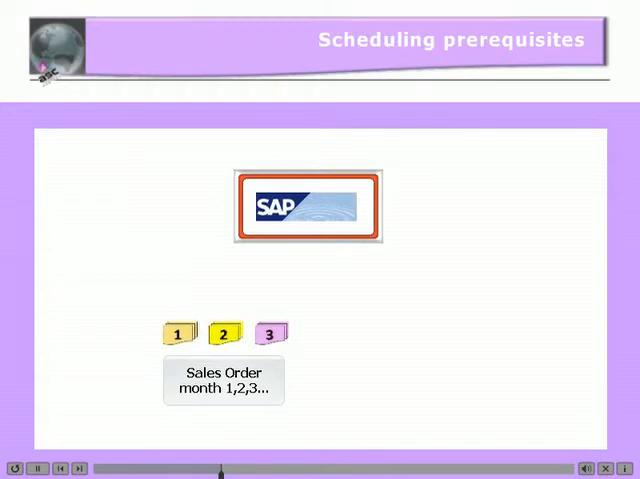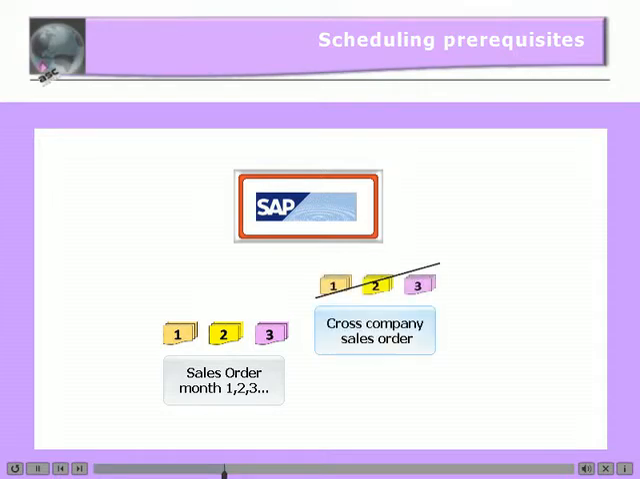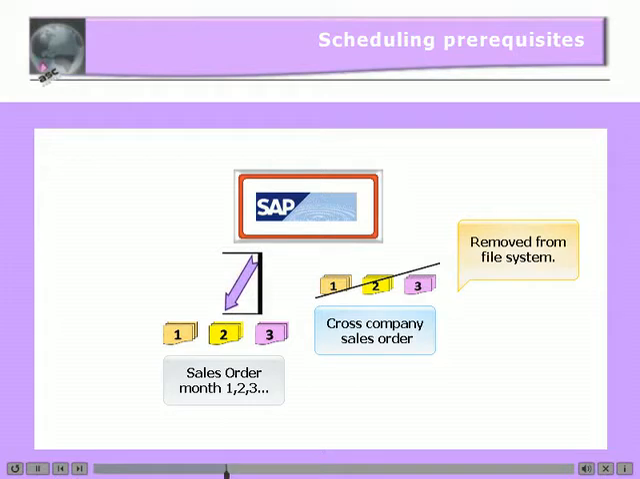For instance, SAP sales order will be archived by sales order of months 1 to 3 and by cross-company sales order. Cross-company sales orders can be removed from file system. Let's assume our user wants to access February sales orders. Technically, SAP will only have to open February sales orders, so this will reduce access time.